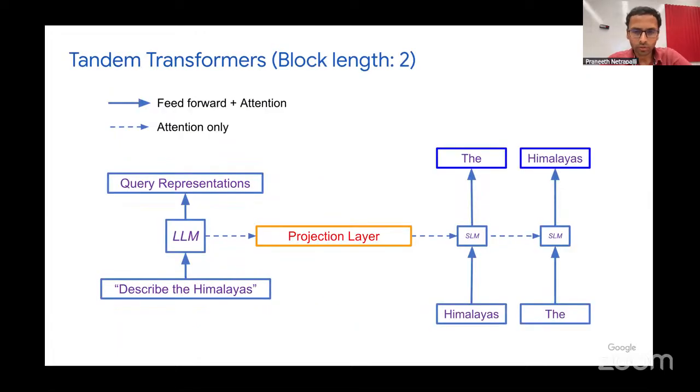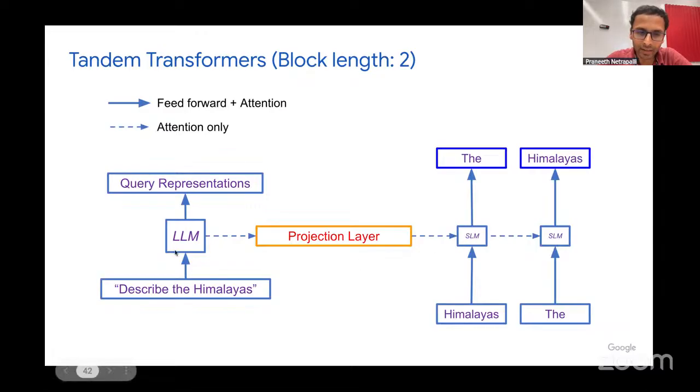Okay, so the approach that we investigated is the following. We process the prompt, or the input prefix, using a large language model, and then it generates some representations. We use a projection layer to transform these representations into a smaller dimension, which a smaller language model might be able to attend to directly in its attention layers, instead of computing the keys and values for all the past tokens using its own parameters.